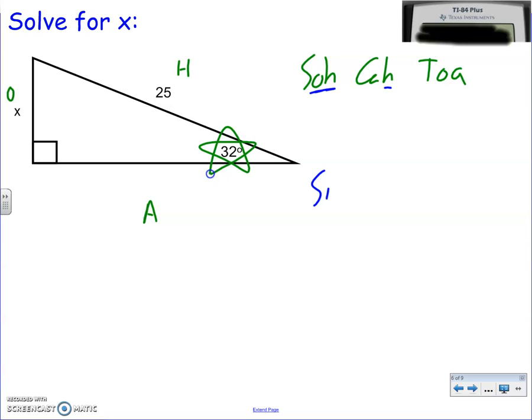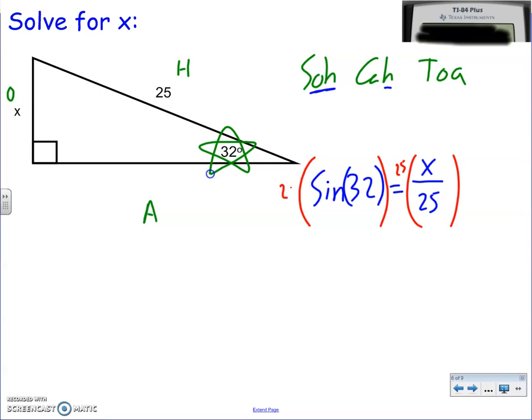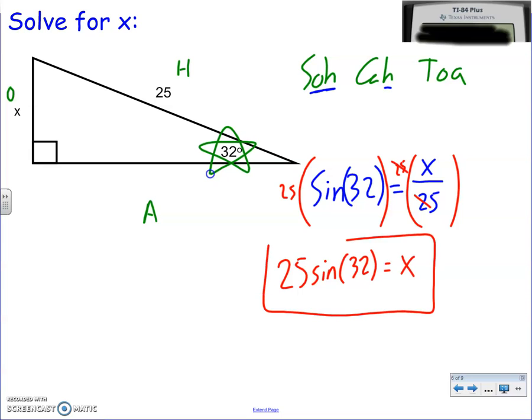So it'll be sine of 32 degrees equals the fraction O over H. All right, now we solve for x. This is a fraction, so we're going to multiply both sides by the denominator. On the left side, 25 times sine 32. Well, we don't know what sine 32 is. That's some decimal that goes on forever. So this is going to be 25 times sine 32, so just 25 sine 32. On the right side, the 25s cancel, leaving x. This is the exact answer.